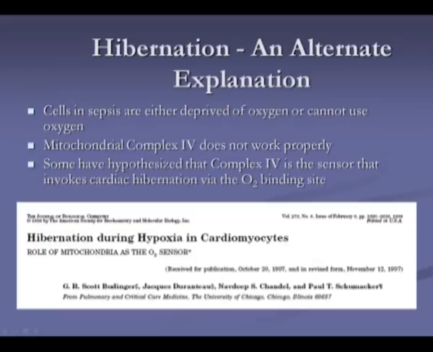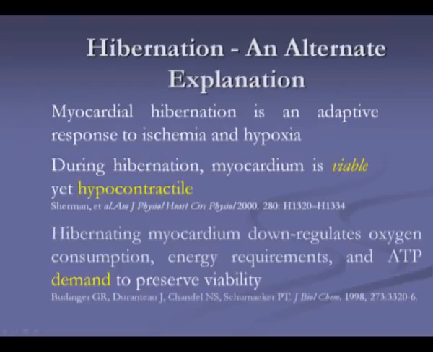Cells in sepsis then are deprived of oxygen or cannot use oxygen. Mitochondrial complex 4 does not work properly. Some have hypothesized actually that complex 4 is the sensor that makes cardiac hibernation possible via the O2 binding site, work primarily done by Schumacker's group. And indeed, in the setting of myocardial infarction, hibernation is an adaptive response. During hibernation, myocardium is viable but hypocontractile, and hibernating myocardium downregulates oxygen consumption, energy requirements, and ATP demand to preserve viability.